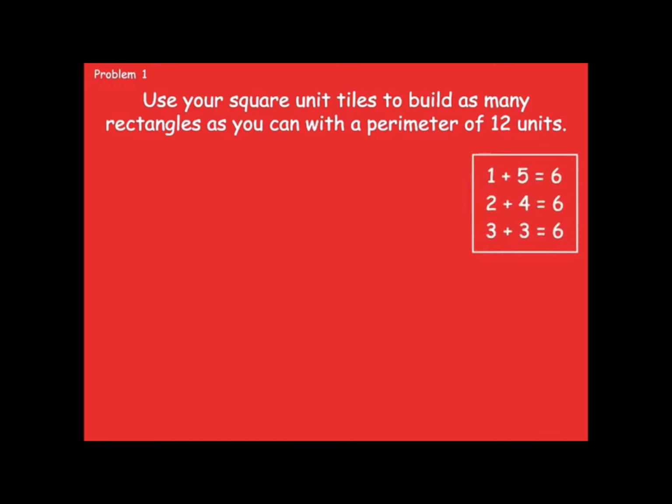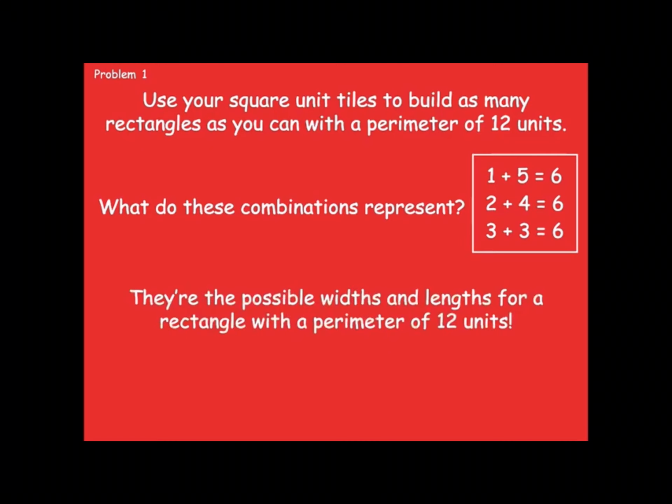Okay, so I'm going to move this up here. So those are the numbers that we came up with. What do these combinations represent? They're the possible widths and lengths for a rectangle with a perimeter of 12 units. Wait. How do we know which is the width and which is the length?